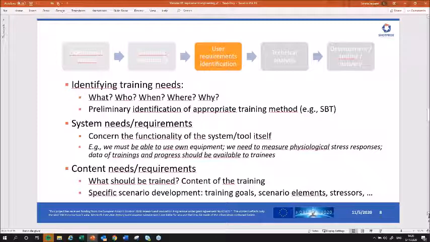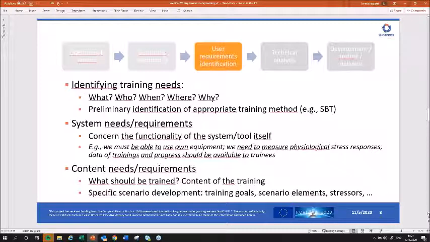So there you can also try to preliminarily identify appropriate training methods. And in the ShotPros project, it was here that we understood that scenario-based training would be the way forward for us, because we wanted them to train as much as possible, and we wanted them to train different situations and in different kinds of stress levels. So scenario-based training was the path that we wanted to explore further.